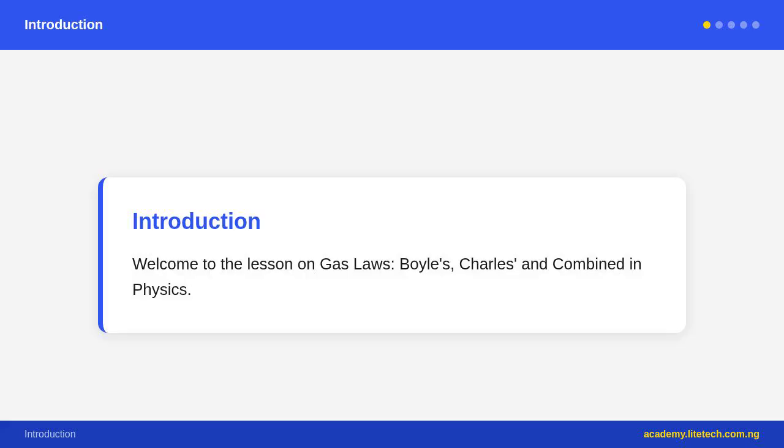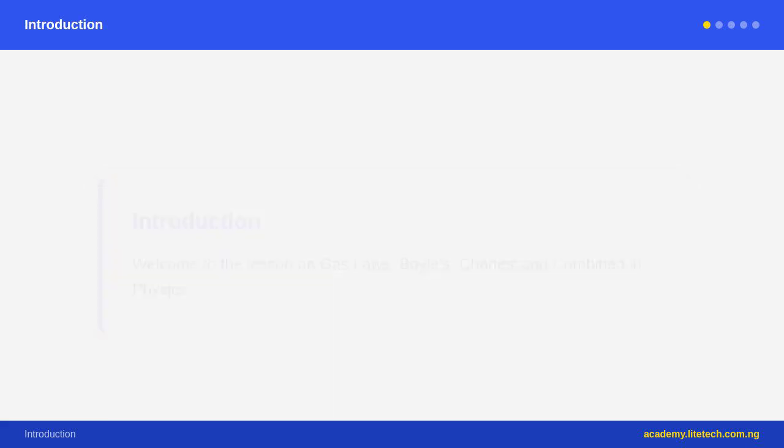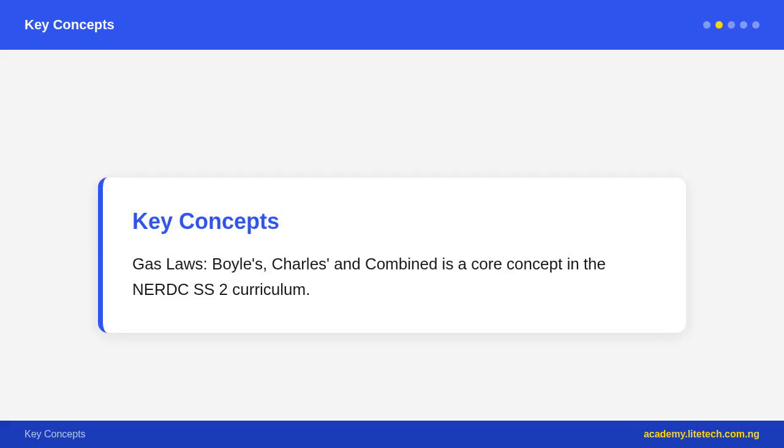Let us begin. Boyle's law, formulated by Robert Boyle in 1662, states that at constant temperature, the pressure of a fixed mass of gas is inversely proportional to its volume. In mathematical form, P times V equals a constant. Or P1 times V1 equals P2 times V2, at constant temperature T. If pressure doubles, volume halves.